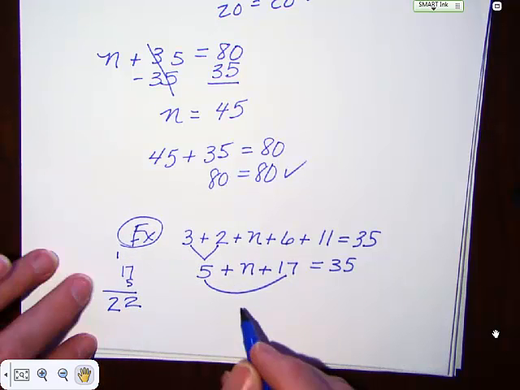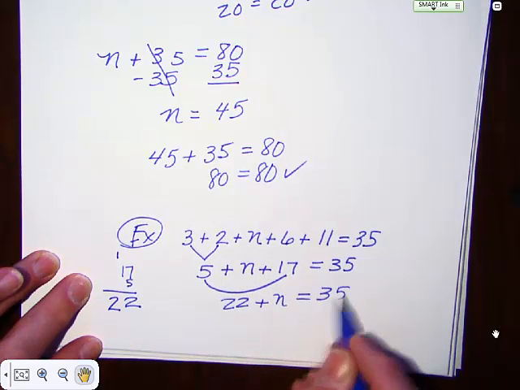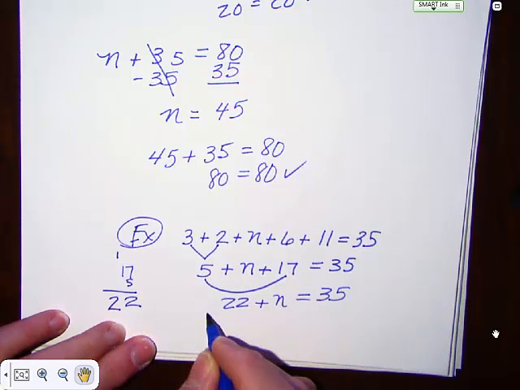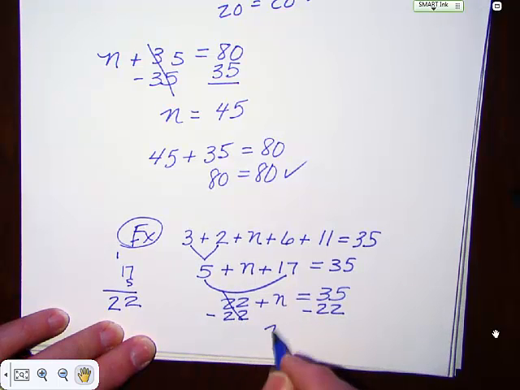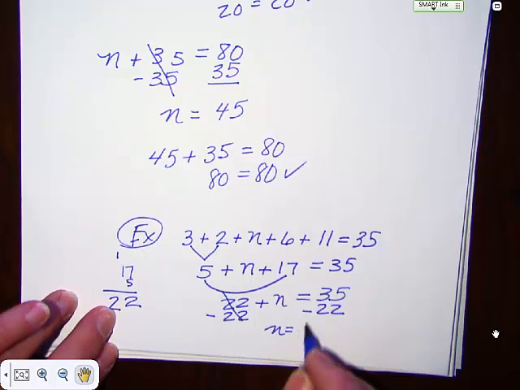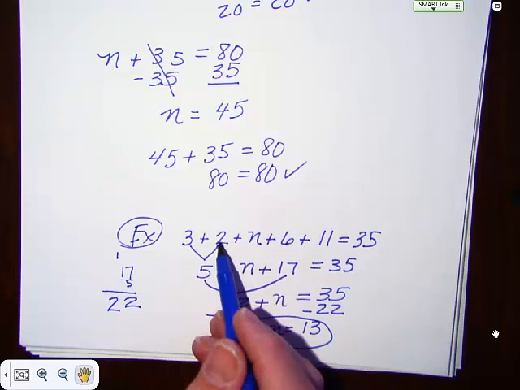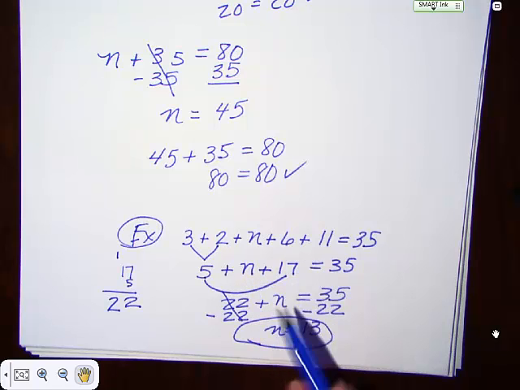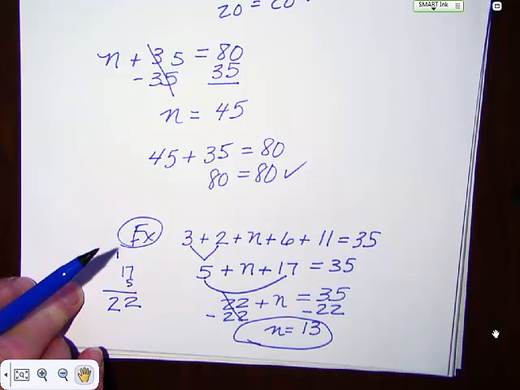Okay, so we end up with 22 plus n equals 35. Now, it's an addition problem again, so we have to do whatever the opposite is, which is subtract. So we'll subtract 22 from both sides. This goes away, and n is actually equal to 13. And we can substitute back in: 3 plus 2 is 5, and 5 plus 13 is 18, and 18 plus 17 is 35. Okay?